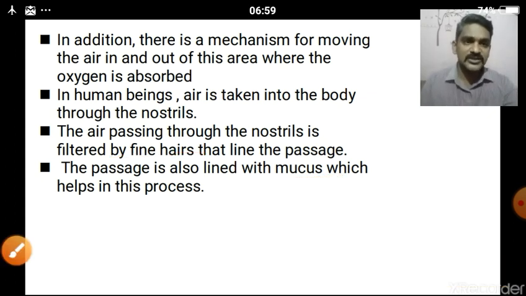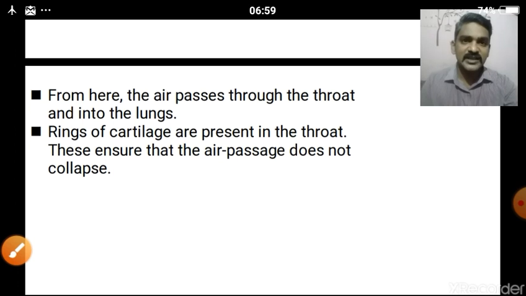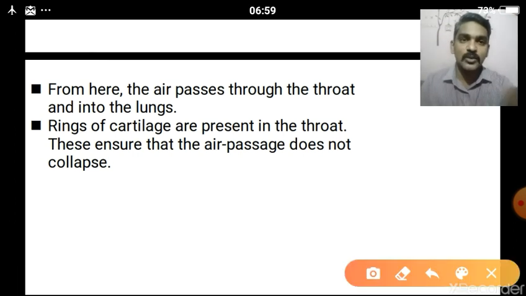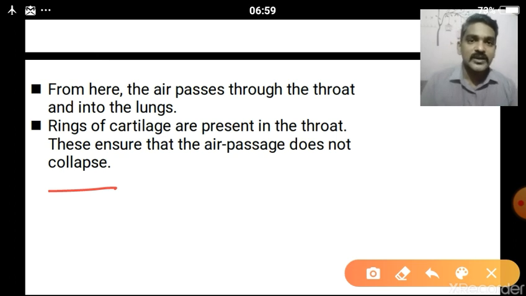And then next, as I already said, you can see the air passes through the throat, lungs, and the rings of cartilage. I said it will not collapse. You can see it will not collapse. That is why there are rings of cartilage. Only rings of cartilage, I said.